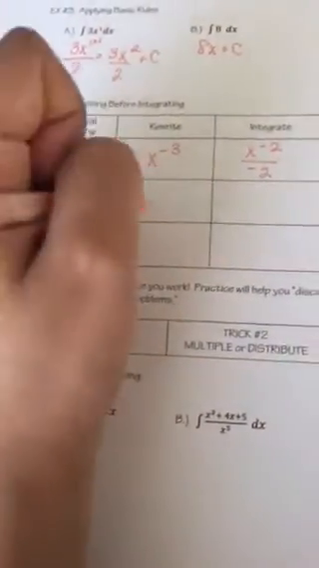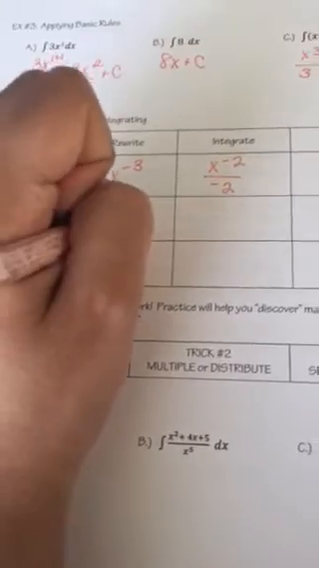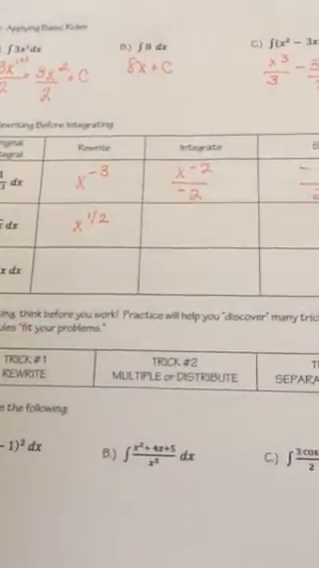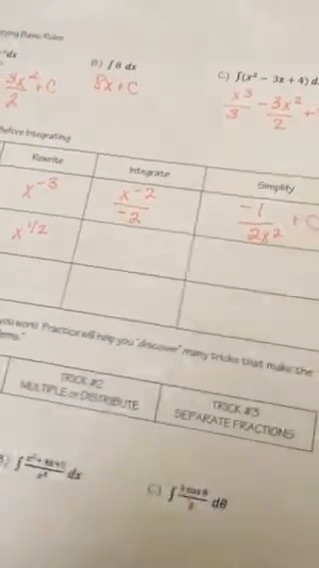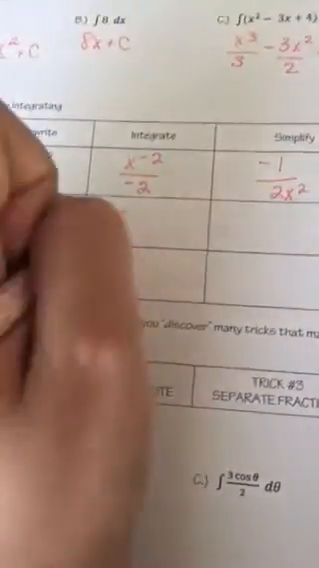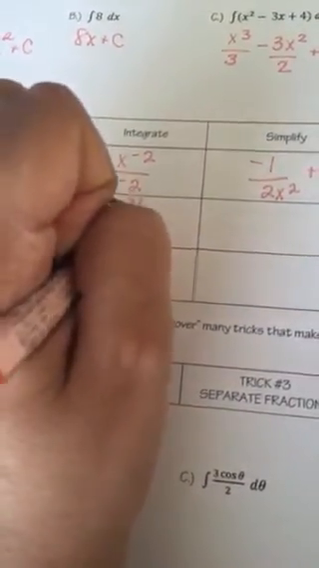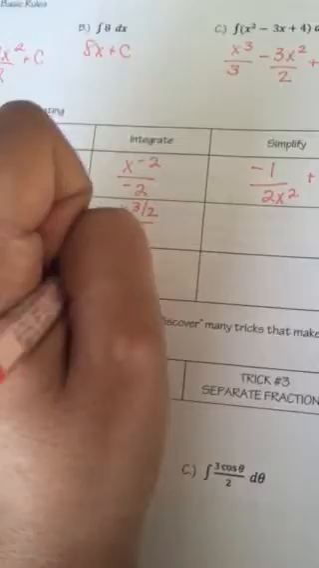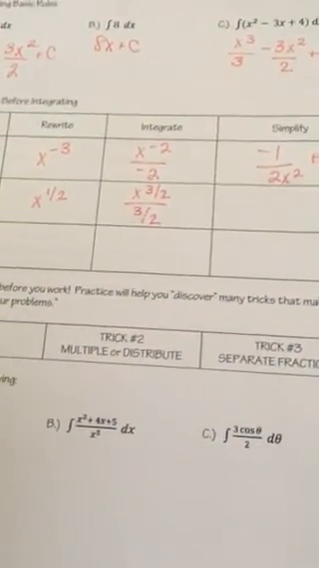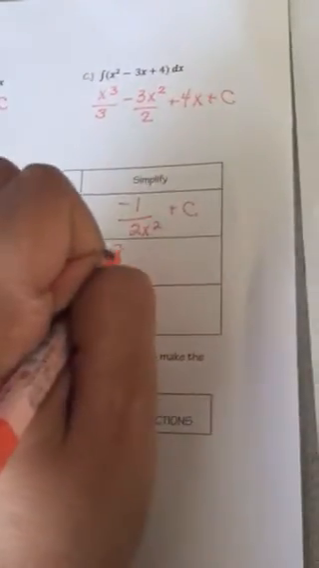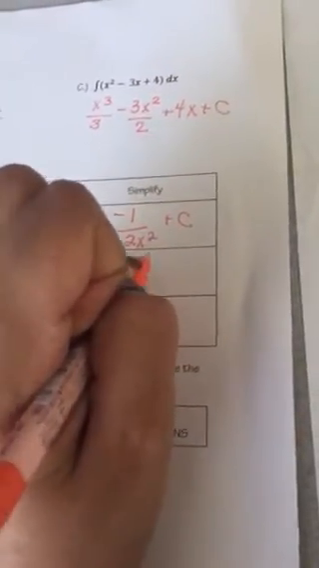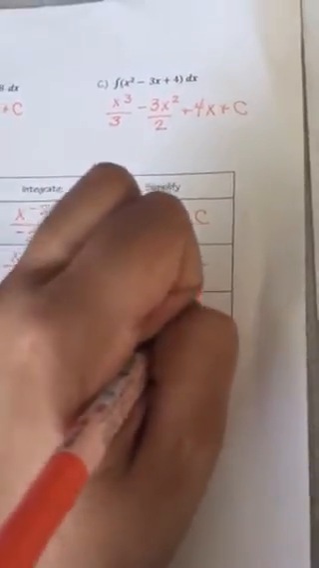We rewrite square root of x to be x to the half. To integrate it, we're going to add 1, so it'll be x to the 3 halves divided by 3 halves. And then we simplify it to be 2/3 x to the 3 halves plus c.